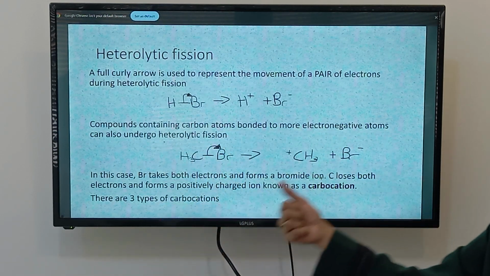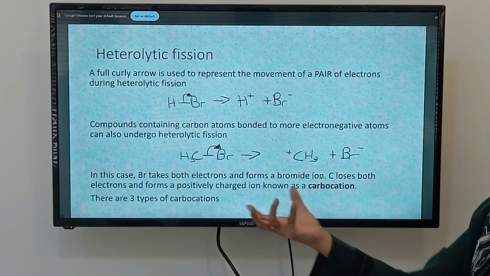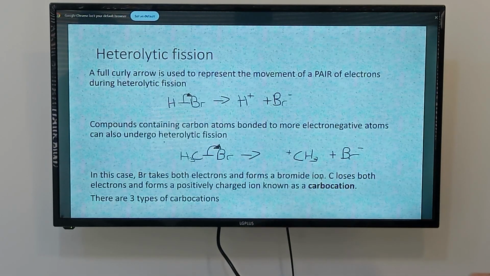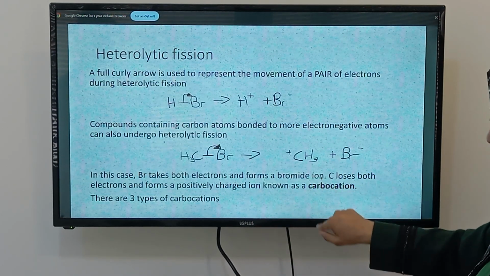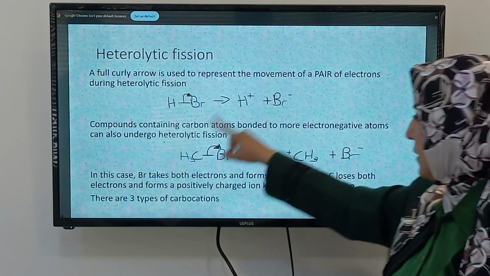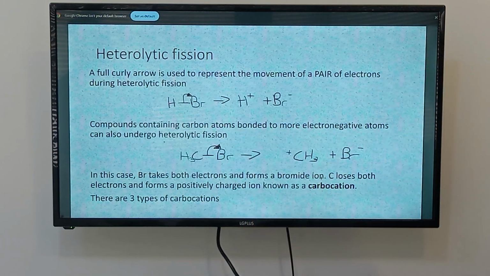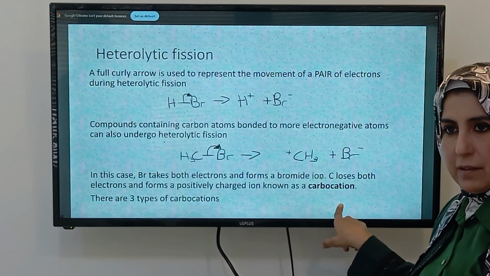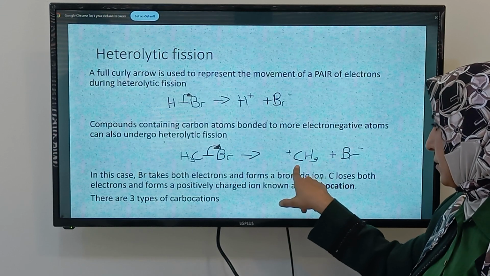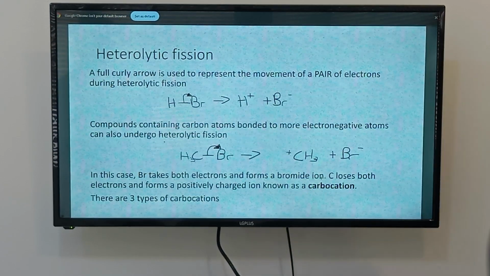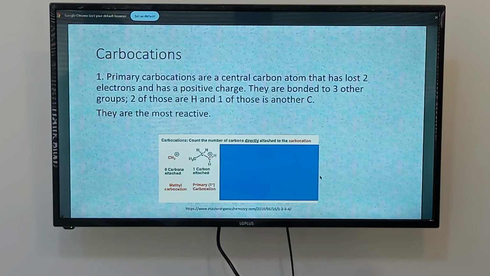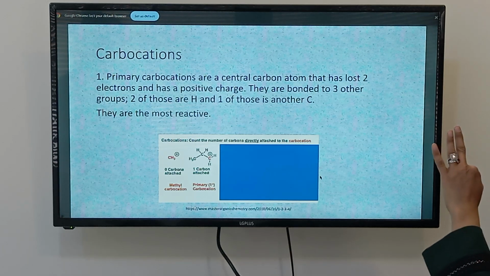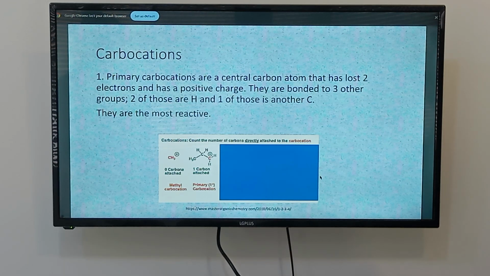Here is the donor, and this one will take the electrons. So this process we can call carbocations. The carbocations will be in three kinds. We have three kinds of carbocations.